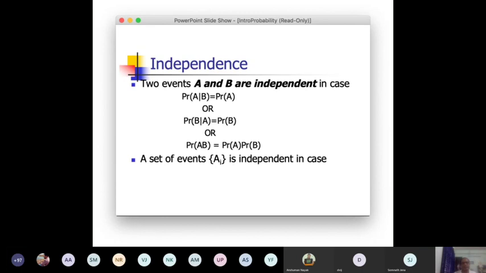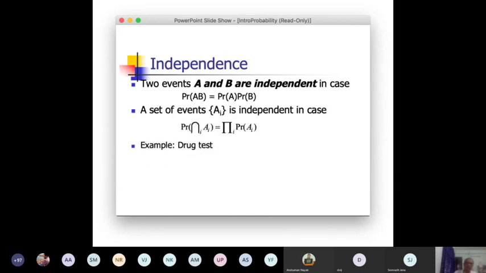So this can be extended. A set of events Ai is independent when you consider the whole thing in totality: the intersection of all these events, basically the joint occurrence of all these events, should be the product of the probabilities. So that is the rule of independence.